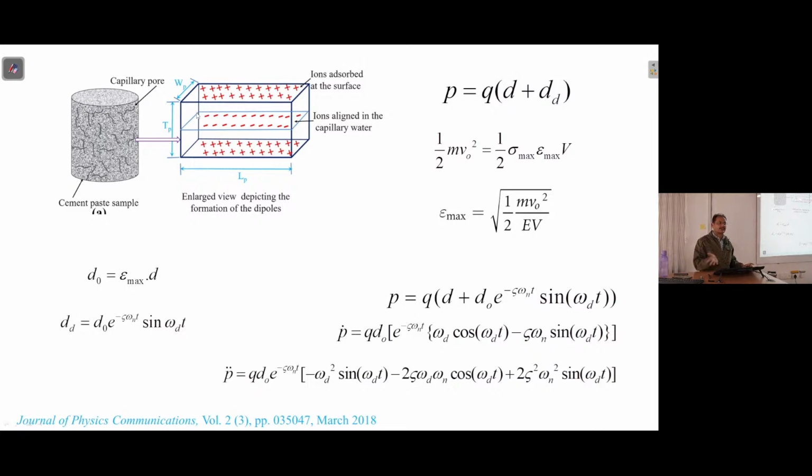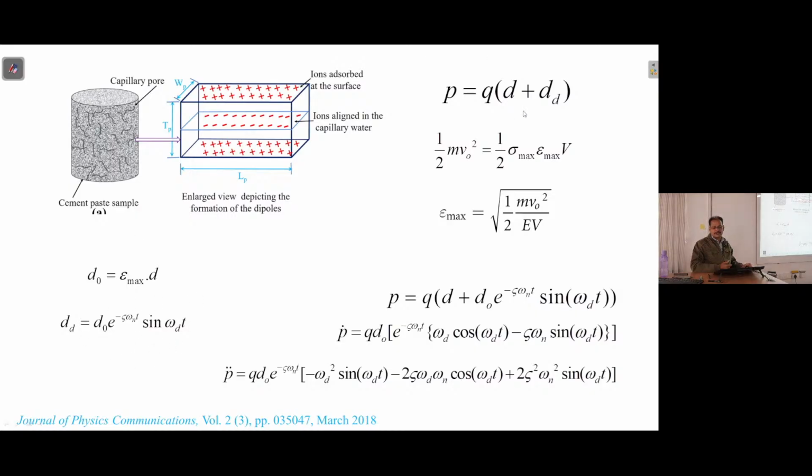Strain is dimensionless, so you just add these dimensions, and then you get in the capillary pores how much the separation distance of the dipoles will get reduced. So with that consideration, we express this variation in the separation distance in this form. Some of you might recognize this expression; it is the usual expression for a damped vibration response, right? So we used from literature the value of damping which is prevalent for this material, and using that we considered this kind of variation.